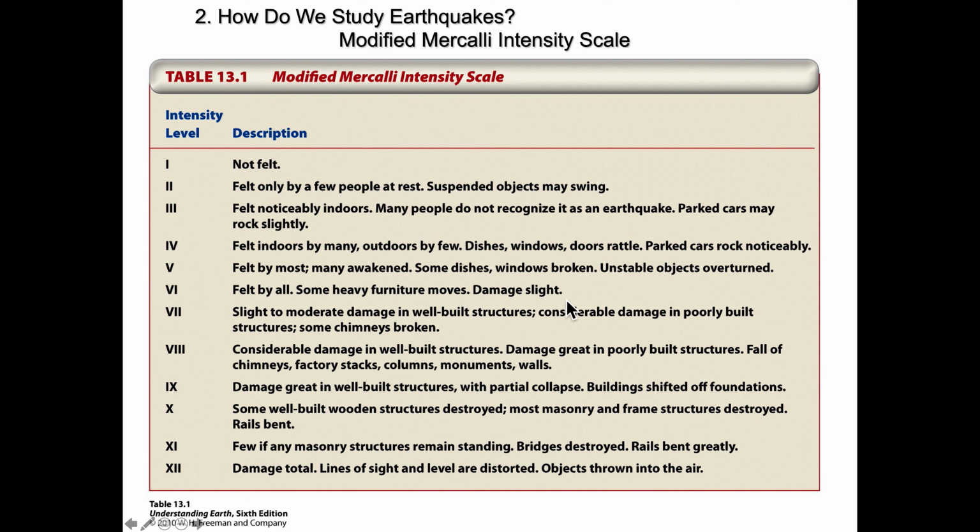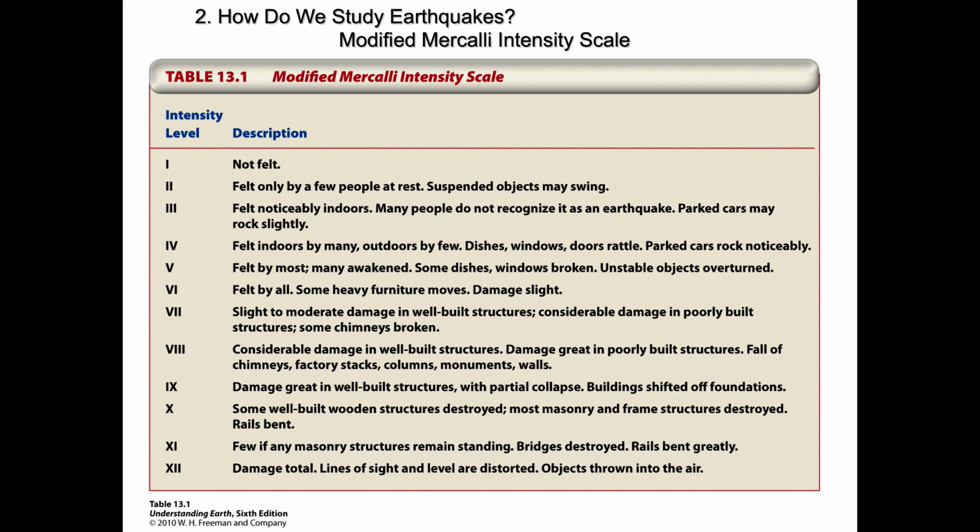7, slight to moderate damage in well-built structures. Considerable damage in poorly built structures. Some chimneys will be broken. Masonry buildings are going to suffer damage fairly consistently in this type of earthquake. A number 8 intensity is considerable damage in well-built structures. Damage is great in poorly built structures. Chimneys fall, factory stacks fall, columns, monuments, and walls collapse.